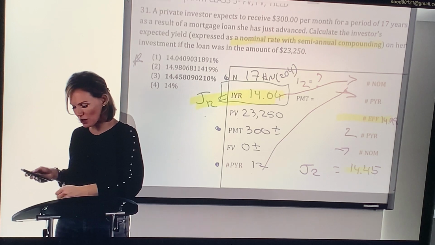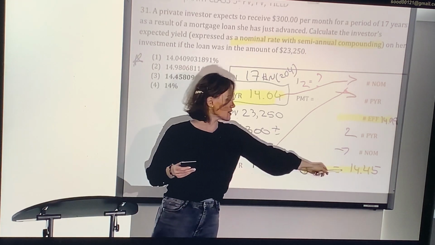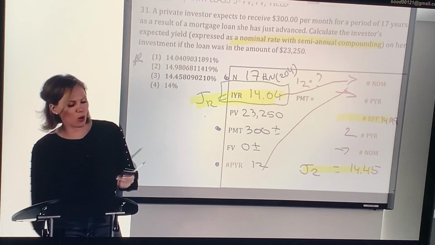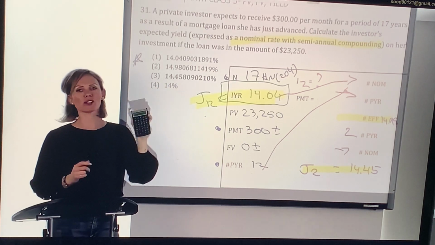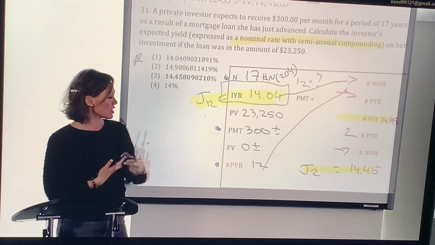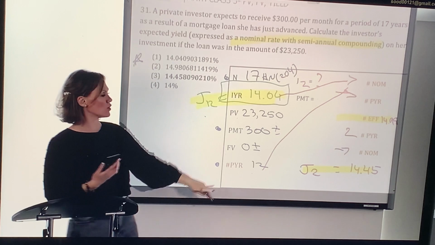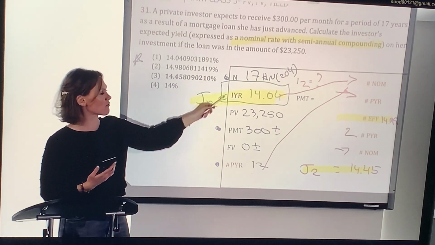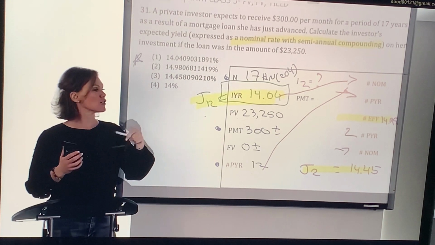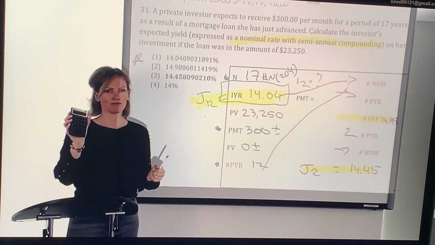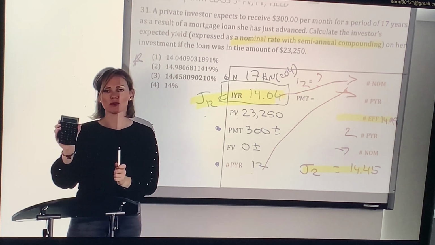How do I know it's J2? Because look at your PYR. PYR was 2. So that is your J2, okay? So basically, whatever rate you have on your screen at this point, you can always change it to what they want. Just make sure you are consistent on your initial steps. Make sure everything is in the same frequency as your payment frequency, and then you change it to what they want. So if I ask you for J4, outside of this question, what would you do, okay?